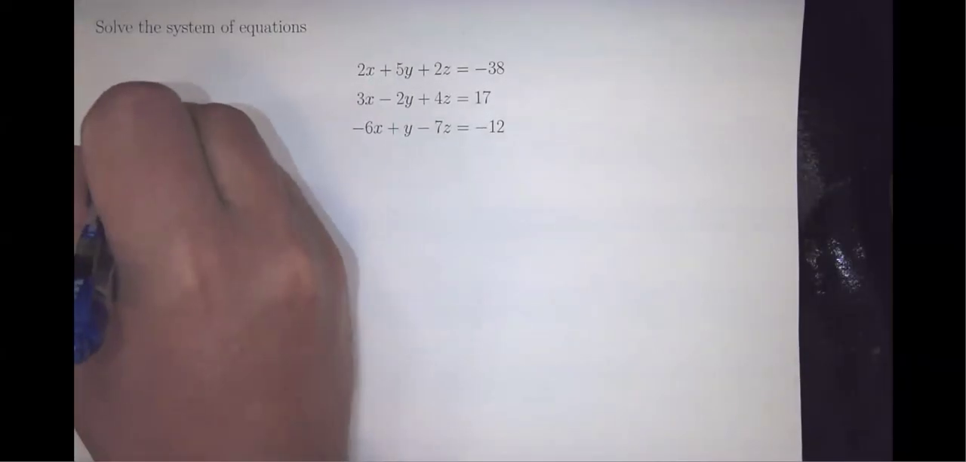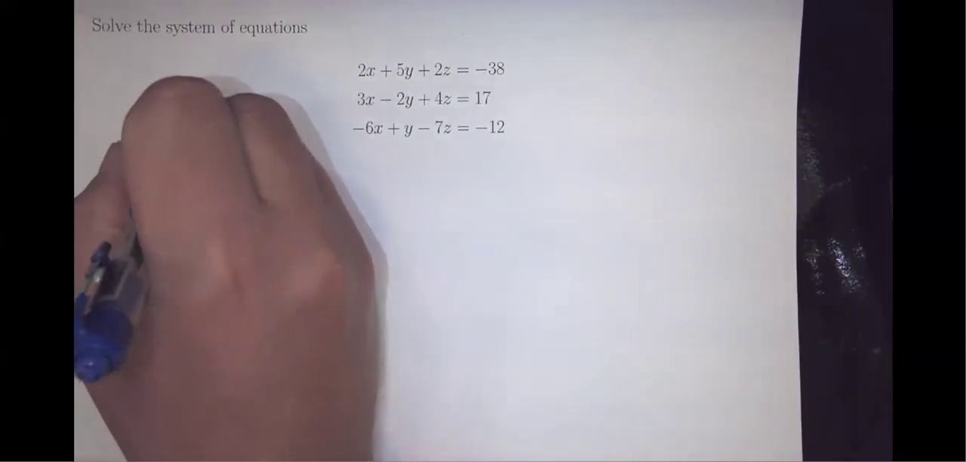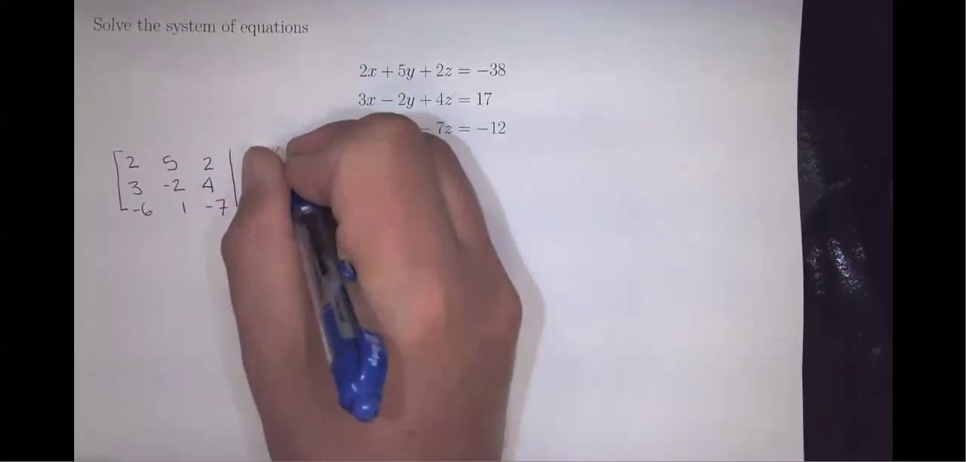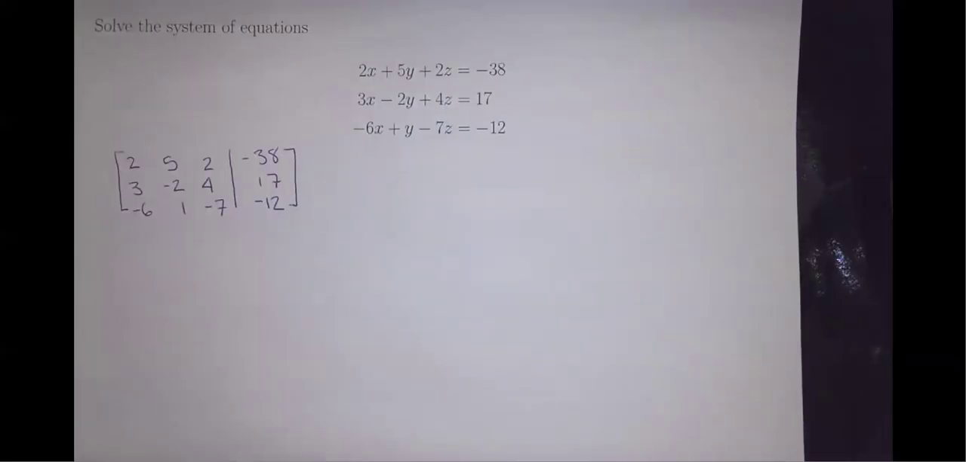Let's solve the following system of equations. Start by putting it into matrix form. So we have 2, 5, 2, and negative 38. Then 3, negative 2, 4, with 17. And then negative 6, 1, negative 7 with a negative 12. So that's our matrix form of our system of equations.